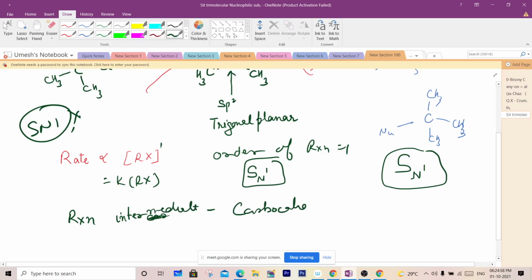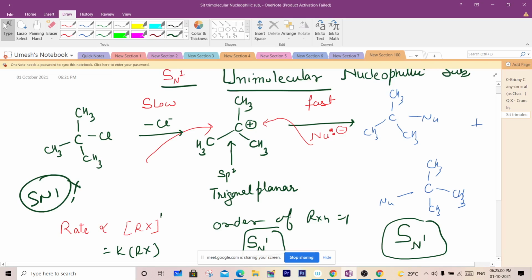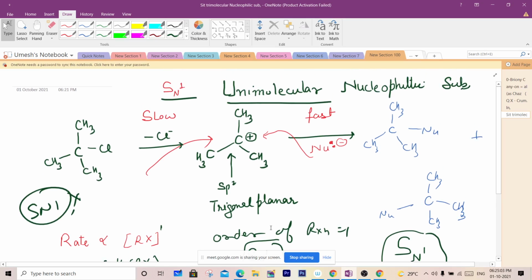You know that you have a primary carbocation, secondary carbocation, and tertiary carbocation. The primary carbocation will be obtained from the primary haloalkane, the secondary from the secondary haloalkane, and the tertiary from the tertiary haloalkane. Which haloalkane gives the most stable carbocation? The 3 degree. And the reaction whose intermediate is stable occurs fast.